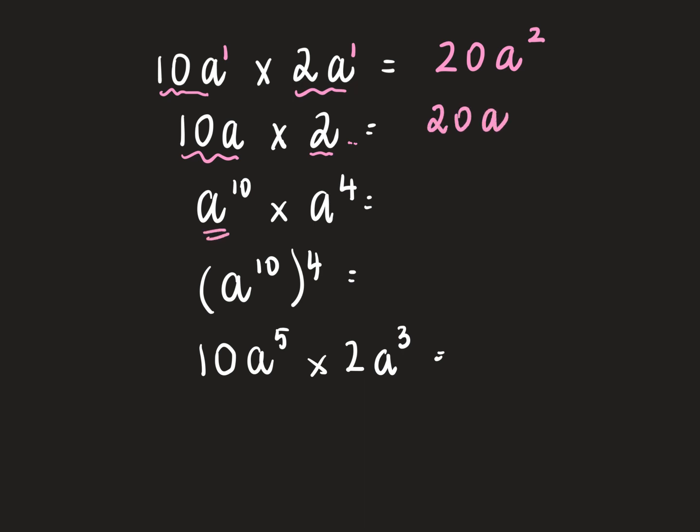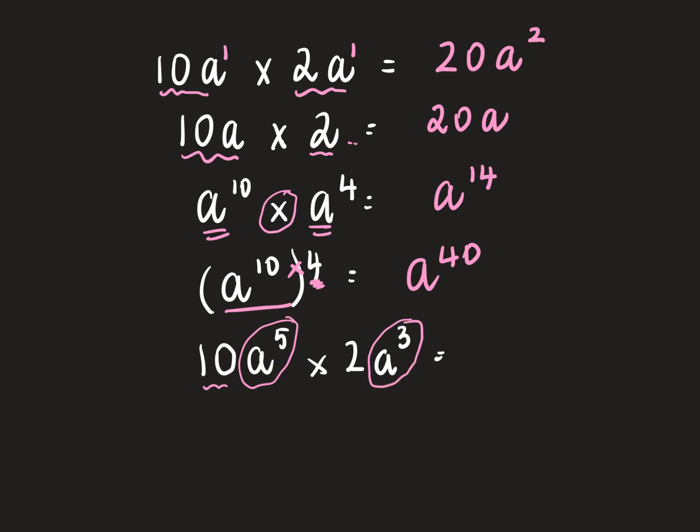Next one, bases are the same. I'm multiplying the terms, so I add the indices. Next one, raising a power to a power, I multiply the indices. Now, this is the last one that we haven't done before. We've got 10a to the power of 5 times 2 lots of a to the power of 3.